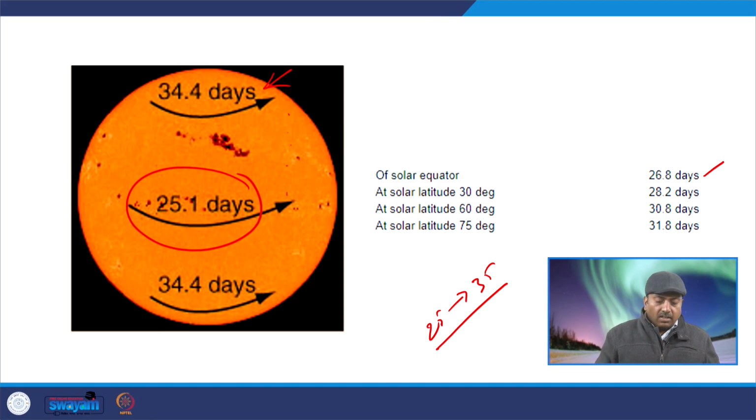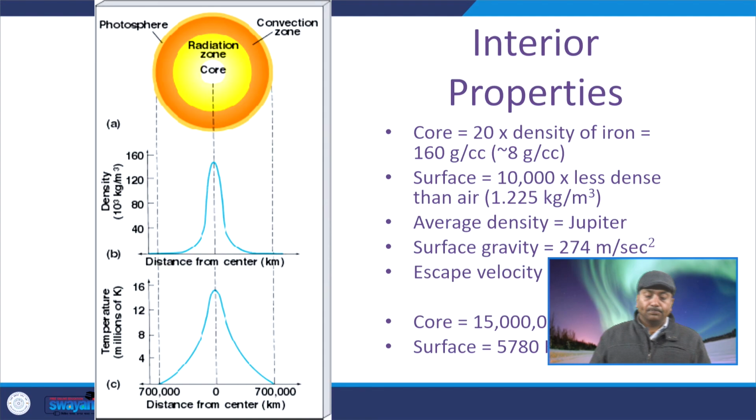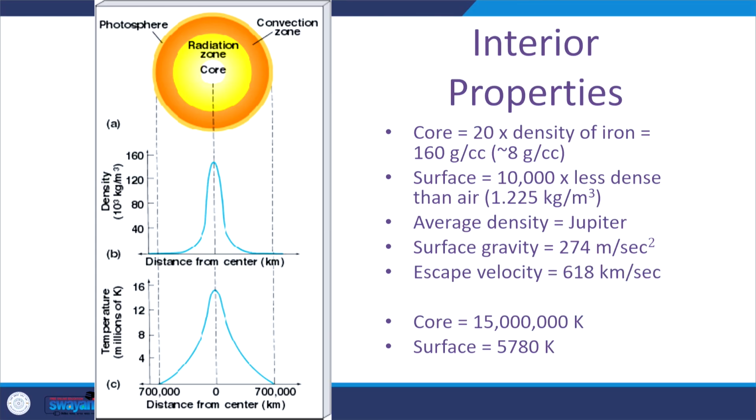Okay. Now, as a result, what happens is going to be very interesting because of this differential rotation. What changes? Okay, what is affected inside the sun, and how this effect will lead to the formation of solar prominences will be very interesting. Now, more importantly, the interior properties. Sun is a ball of plasma. The density of the core is 20 times the density of iron. Okay, so it's not a gas. It is highly dense material where the fusion is going on.